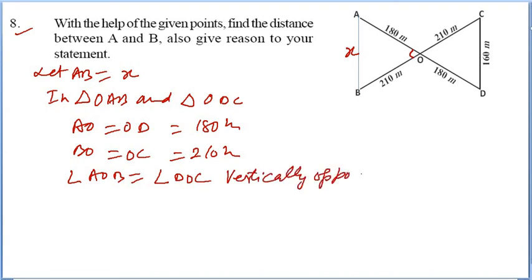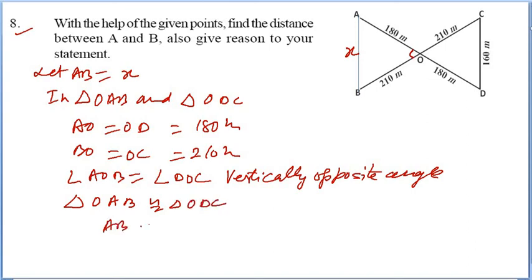Vertically opposite angles. So that's why both the triangles are congruent. And triangle OAB is congruent to triangle ODC. That means AB is equal to CD. That means AB is equal to how much? 160 meters. And that is your answer.